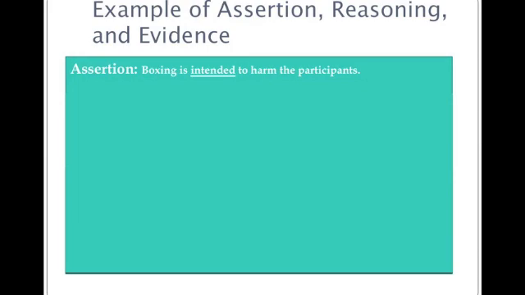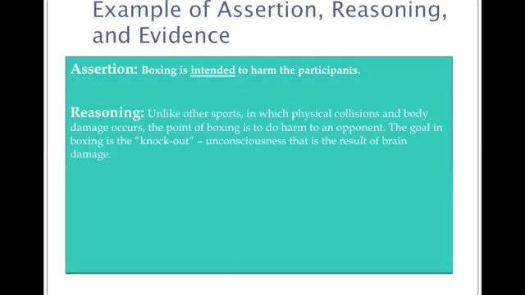So, example for assertion. Maybe you say that you're arguing the idea that boxing is a sport that should be banned because it's violent and it hurts participants. So your assertion might be boxing is intended to harm the participants. That's the whole point of the sport. Maybe your reasoning is, unlike other sports in which physical collisions and body damage occurs, the point of boxing is to actually do harm to an opponent. The goal in boxing is the knockout or unconsciousness that is a result of brain damage.